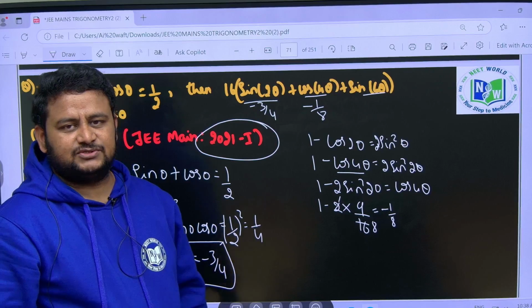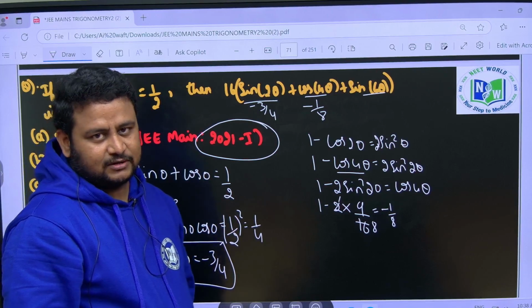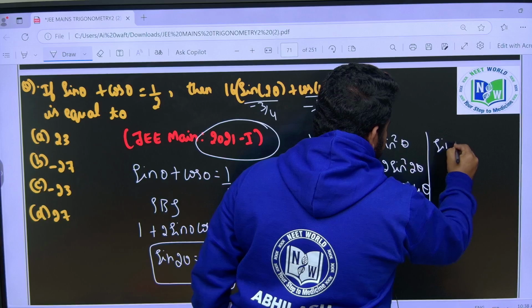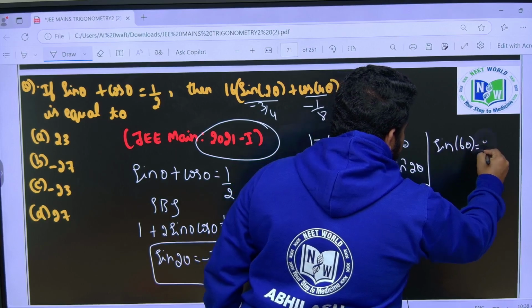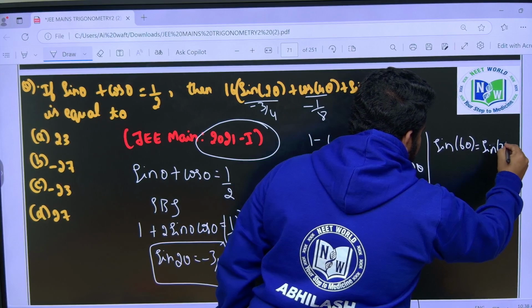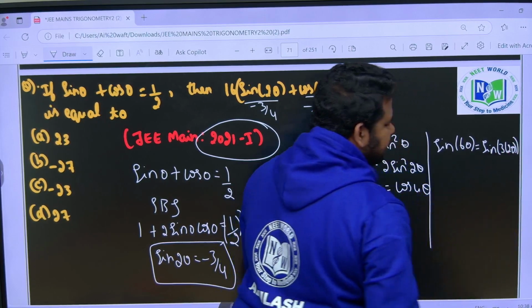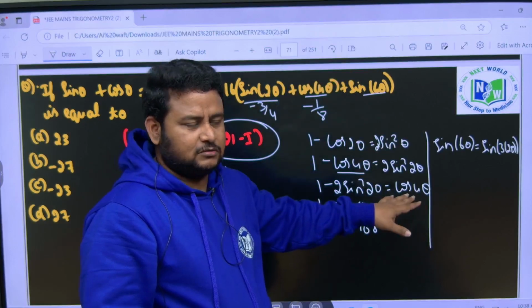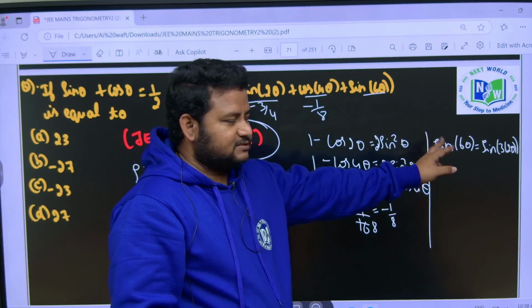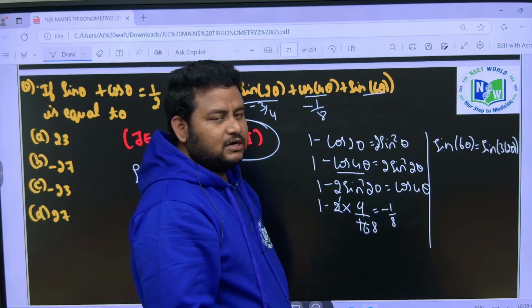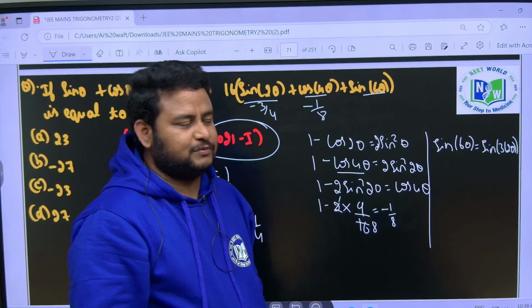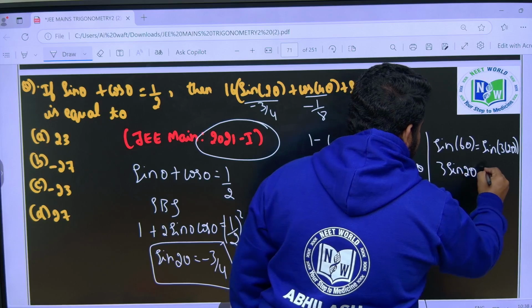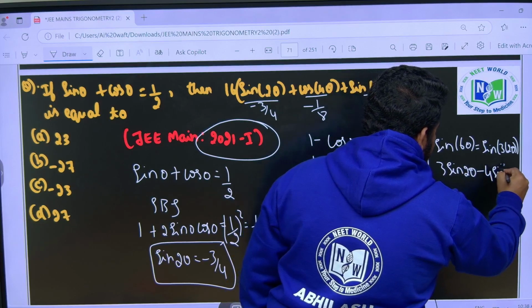Sin 6 theta can be written as sin 3 times 2 theta. That's why we made use of the triple angle formula. That's why I taught you the triple angle formula before solving the question, because sin 6 theta can be written as sin 3 times 2 theta. So sin 3 theta is equal to 3 sin theta minus 4 sin cube theta. So that is equal to 3 sin 2 theta minus 4 sin cube 2 theta.